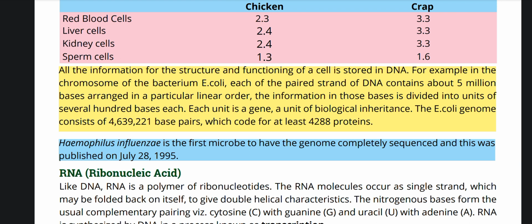The E. coli genome consists of 4,639,221 base pairs, which codes for at least 402,088 proteins. Haemophilus influenzae is the first microbe to have its genome completely sequenced, and this was published on July 28, 1995.